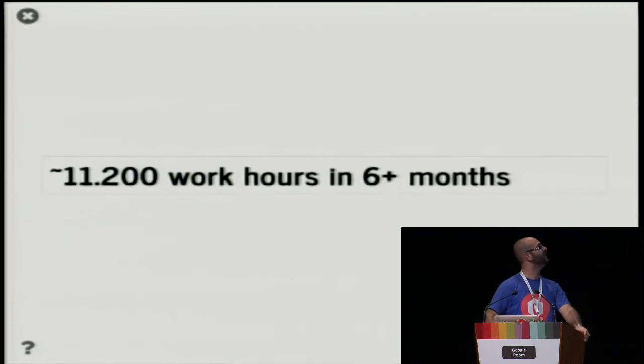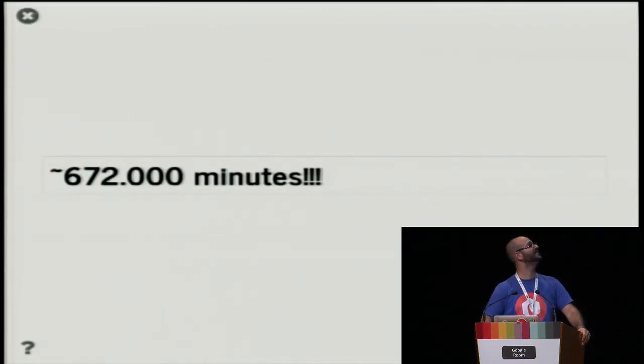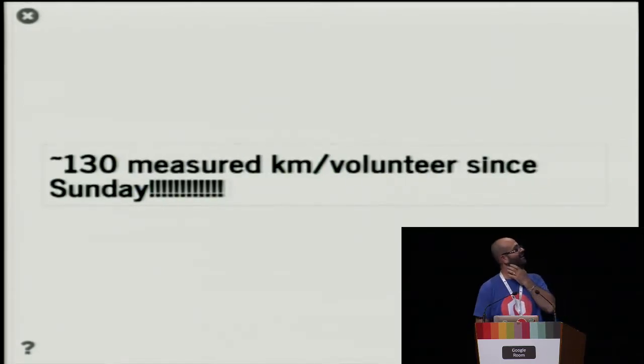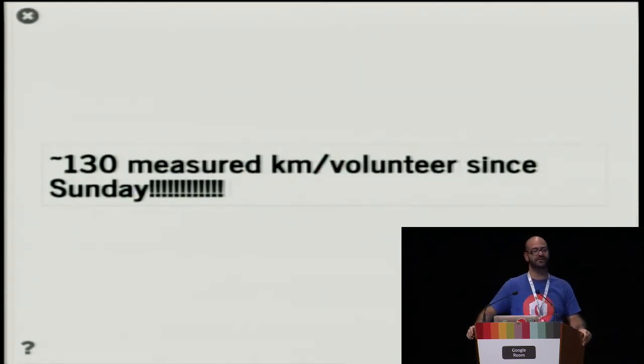Back to statistics, those 10 people did around 11,200 hours working on the conference in 6 months. It's a lot of time that they are taking from their spare time, from their friends, their family. So in the future, if we can really split that among 100 volunteers, that would be awesome. This is a true statistic. One of those had a distance counter, and we measured that from Sunday, he walked around 130 kilometers.